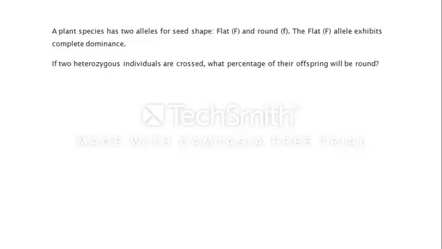So, the question then asks, if two heterozygous individuals are crossed, what percentage of their offspring will be round? So, let's jump right into the problem-solving steps. Now, the first thing we need to do, so step one, is to identify the genotypes of the parents.